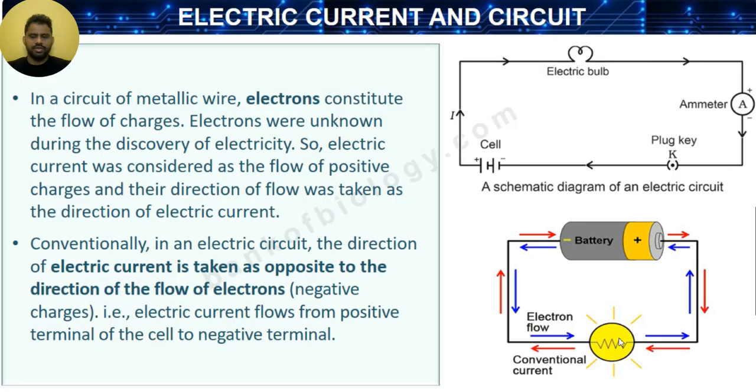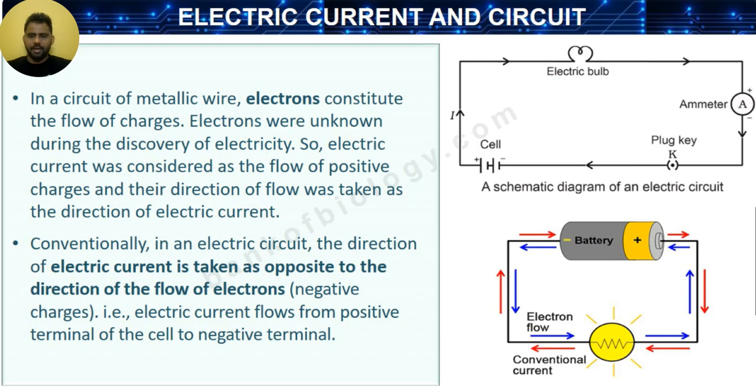Okay, so wherever the electron flow is happening, the direction of the current flow is opposite. Electron flow is towards the right side. Conventional current is towards the left side. Okay, that's it. Electric current flows from the positive terminal of the cell to the negative terminal.